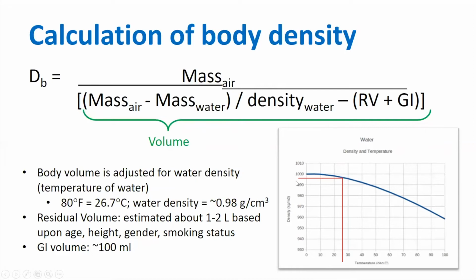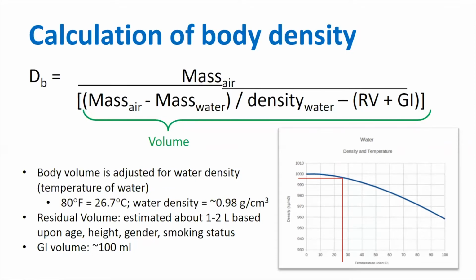We also need to take into account residual volume and the GI tract volume, or the gastrointestinal tract. Remember, when we exhale all of our air, we still have some air left in our lungs, and this is what we call residual volume. Residual volume is based upon the person's age, height, gender, and smoking status.